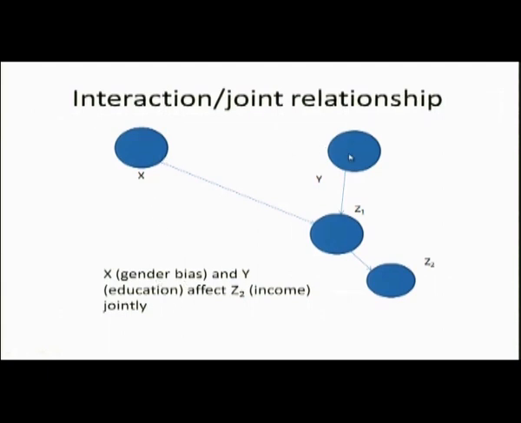Gender bias and education affect income, and both of them affect income jointly together. So, there is some effect of X, there is some effect of Y. The effect of X and Y on Z1 is joint. This is what it means. Then Z1 affects Z2 directly.